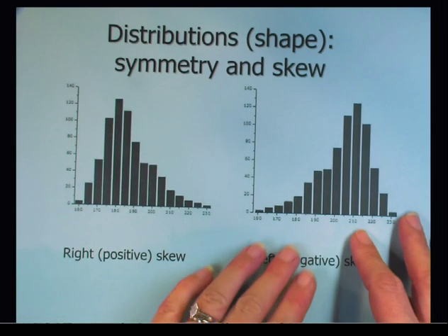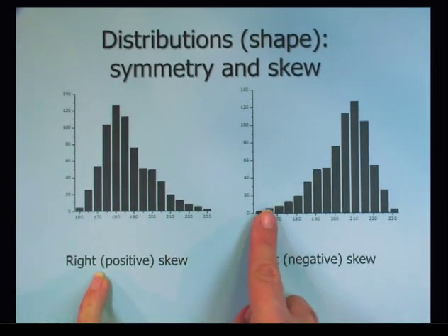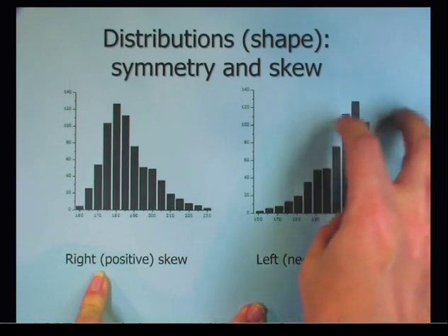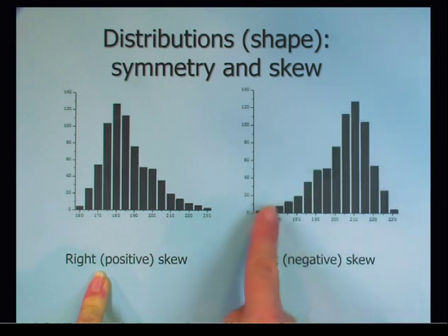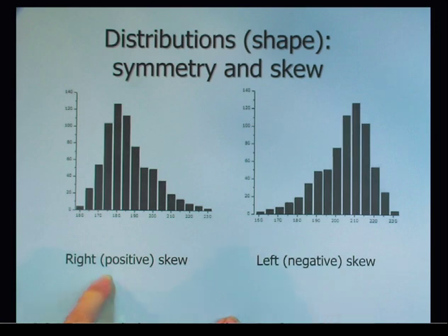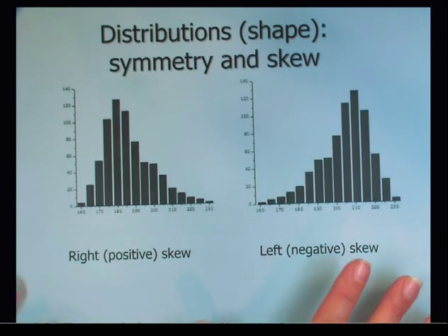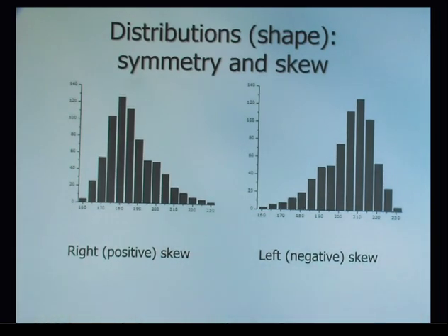The opposite of that is negative or left skewed. Most of your data is on the right, and then you have a few scores that taper off to the left, or the negative side. So these are important things to understand. You need to be able to identify whether your data is symmetrical, whether it's left skewed or right skewed, before you can determine the appropriate statistical tests to use.